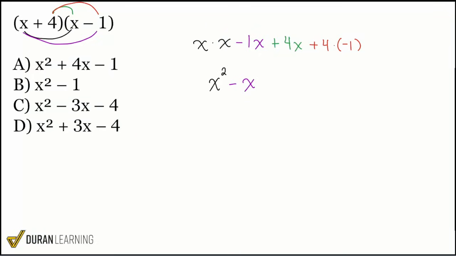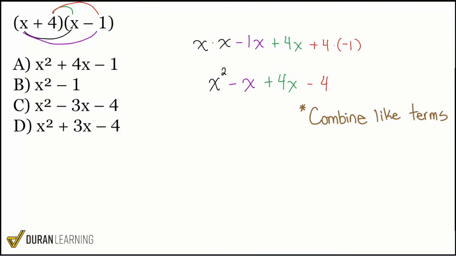And then we have the plus 4x still where it is. And then we have 4 times -1. Everybody, a positive times a negative gives us a negative, making this answer here negative or minus 4. So that's the first step. Now we have to finish this off by combining like terms. We have to combine like terms right there.